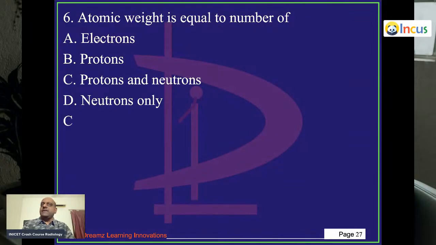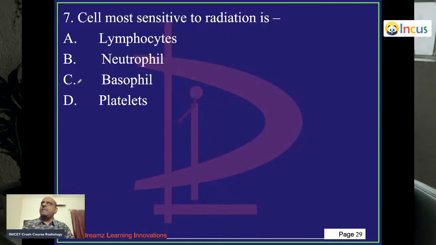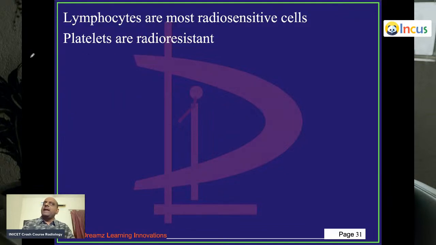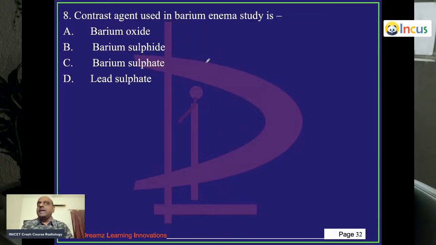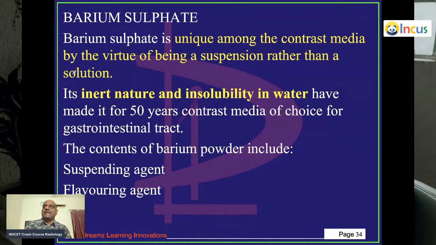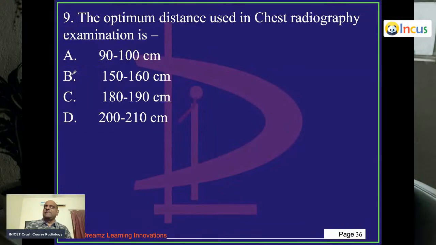Atomic weight is equal to protons plus neutrons. Which cell is sensitive to radiation, doctor? Lymphocytes are very sensitive. Platelets are the most radio-resistant to radiation, is what you need to remember. Which contrast do you use in barium enema? Barium sulfate, not sulfide, is what you need to remember.